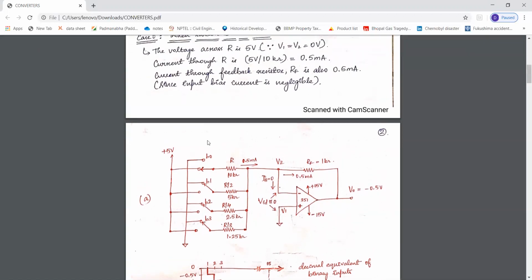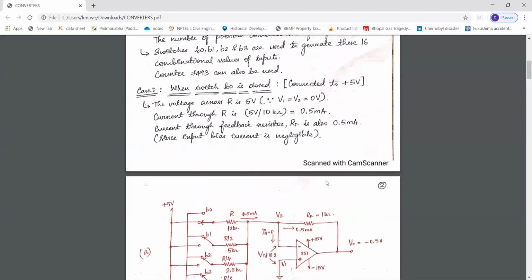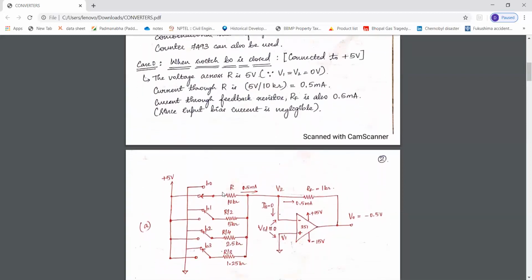First we'll consider switch B0 closed. When it is closed, this resistor is connected to the power supply of plus 5 volts. In the first case, we'll consider B0 closed, and in the second case, B1 closed. And for our understanding, we'll consider both switches B0 and B1 closed, and understand the working of the DAC with binary weighted resistors.